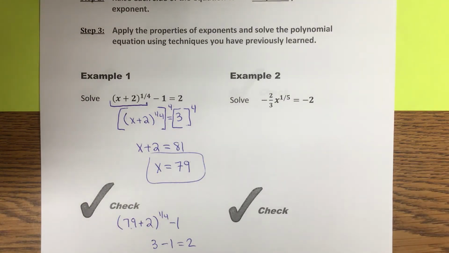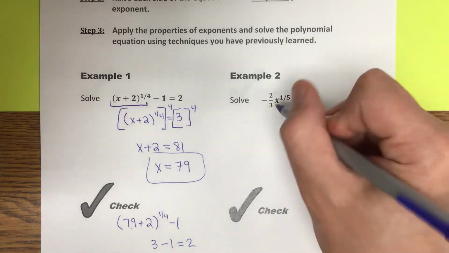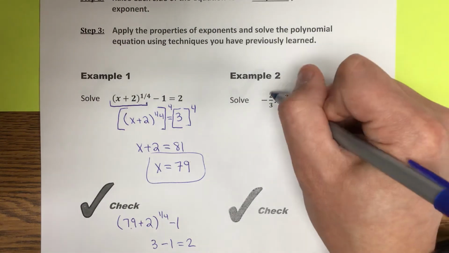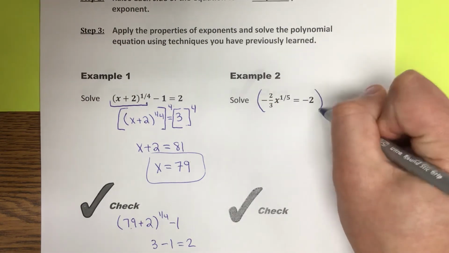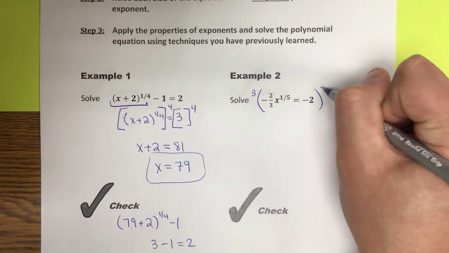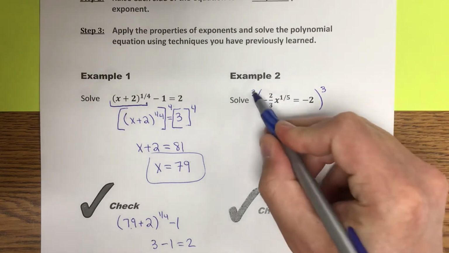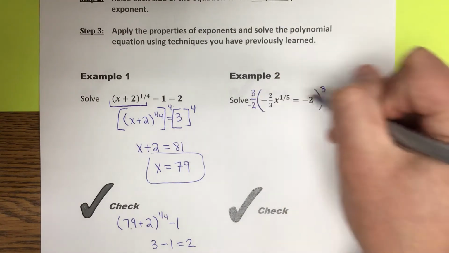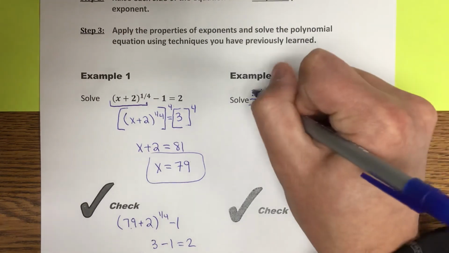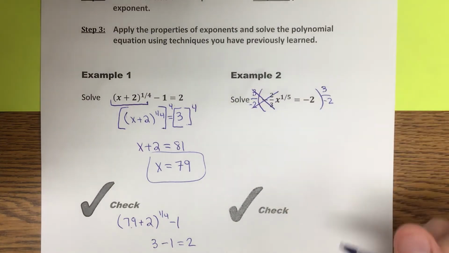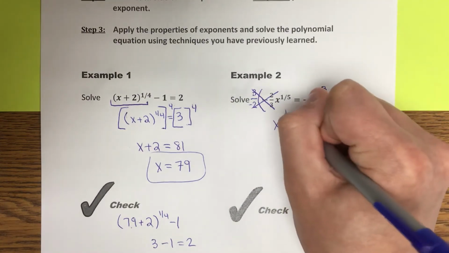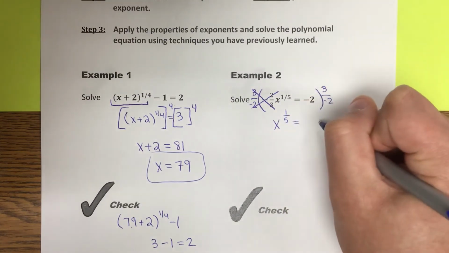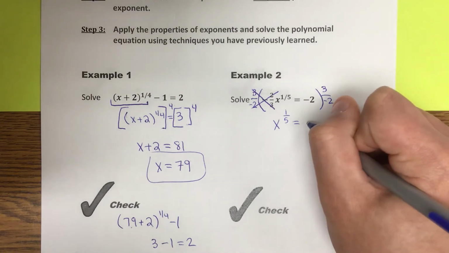For example number 2 here, the first thing I want to do is get rid of the fraction out front. So I'm going to multiply both sides by 3 to get rid of this. But at the same time, you can also divide by -2. So I'm going to multiply by the reciprocal to get both of these to go away. So this would be x to the 1/5 power is equal to 3.